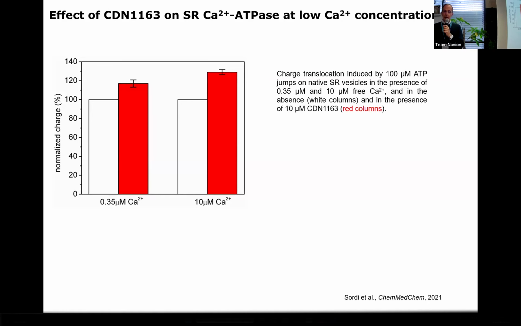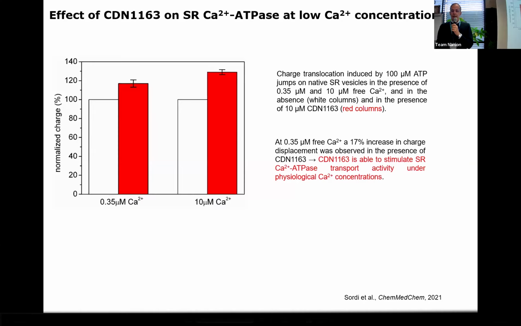And therefore, we performed ATP concentration jumps in the presence of 0.35 micromolar free calcium, and again, in the absence and in the presence of 10 micromolar CDN1163. And we found that at 0.35 micromolar free calcium, so at a low calcium concentration, we observed a 70% increase in charge displacement in the presence of CDN1163. And this result supports the concept that the compound is able to stimulate the SERCA transport activity under physiological calcium concentration.